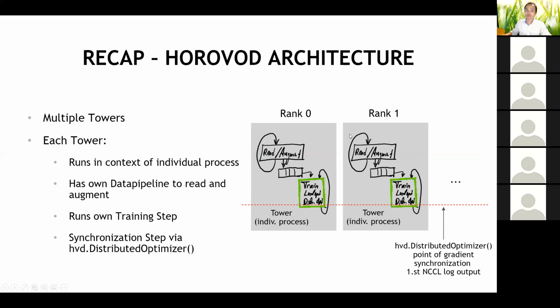So in gray, you have a process. Each process has its own data pipeline. I've made read and augment, I wrote that in here. That's the read and augmentation loop for the data. It queues up the data, and then the training loop is picking it out from here. Each process has the same thing. Each process has its individual data pipeline.